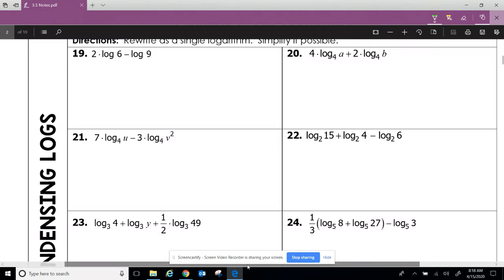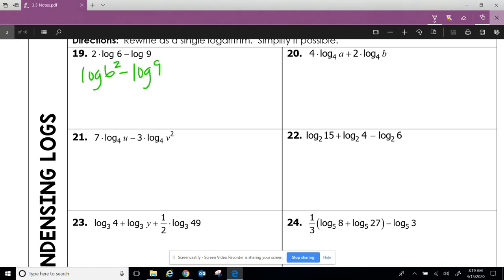All right, so when we're doing this, the first thing you want to do is think of your PEMDAS, where you deal with your exponents first. So I'm going to deal with anything that's a power property first. Power properties, remember, look like those numbers out in front that we turn into exponents when we're condensing it down. So this would be log of 6 squared minus log of 9.